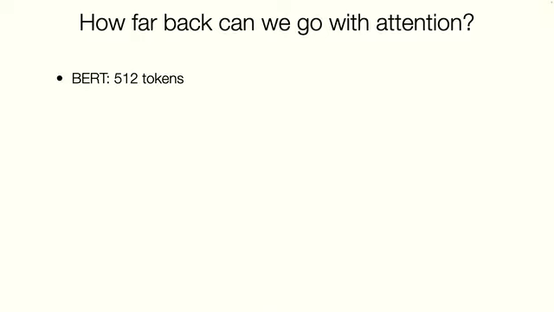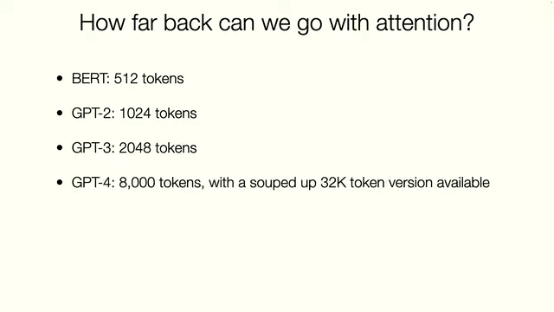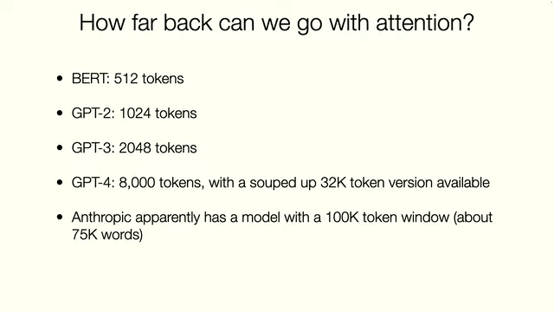And if you look at the attention window of some of these models as they've scaled, BERT had a 512 token attention, or context window. GPT-2 had 1024. GPT-3 was 2048. GPT-4 was, by default, 8,000, but they had a souped-up version that could do 32,000. Anthropic has a model that has about 100K, so it's like 75,000 words. That's like 2 or 3 books worth of context. So if we can fit this in memory, do we need anything else?